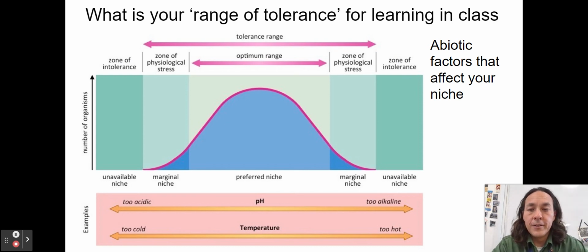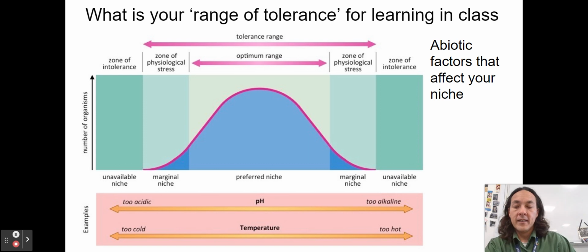All right, we also reviewed ranges of tolerance. We talked about abiotic factors that affect your niche. I asked you how spicy your food could be, what kind of temperature you like. And so here, let's imagine that this is a fish. The fish will have a certain pH at which, if it gets too high, it's too alkaline or too basic, and if it gets too low, it's too acidic. This could be a problem.